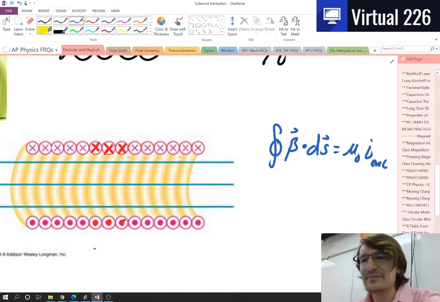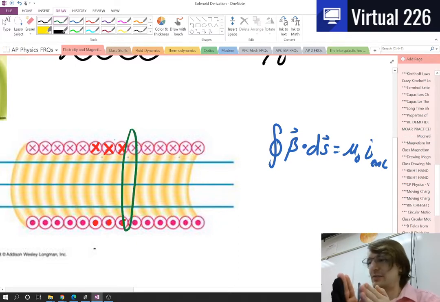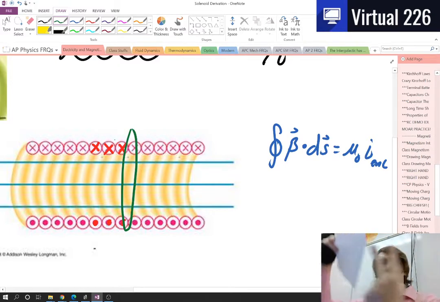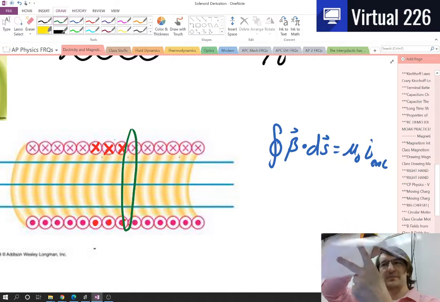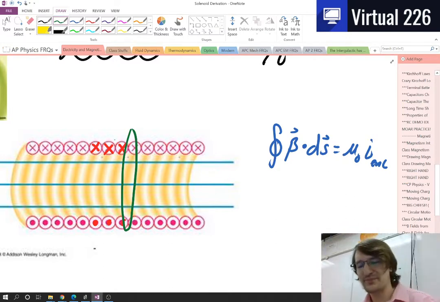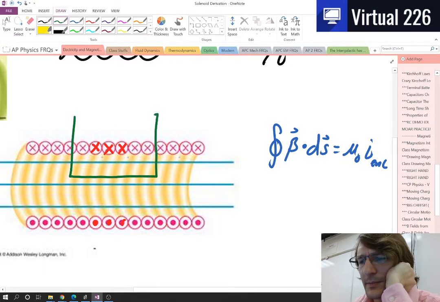But for our solenoid, if we picked a circle running like this, it would slide in between the wires. Like if you had a piece of paper and here are the wires, it would slide between them. It wouldn't actually encompass the wires, so we can't really draw that shape. What we're actually going to draw here is a loop like this.